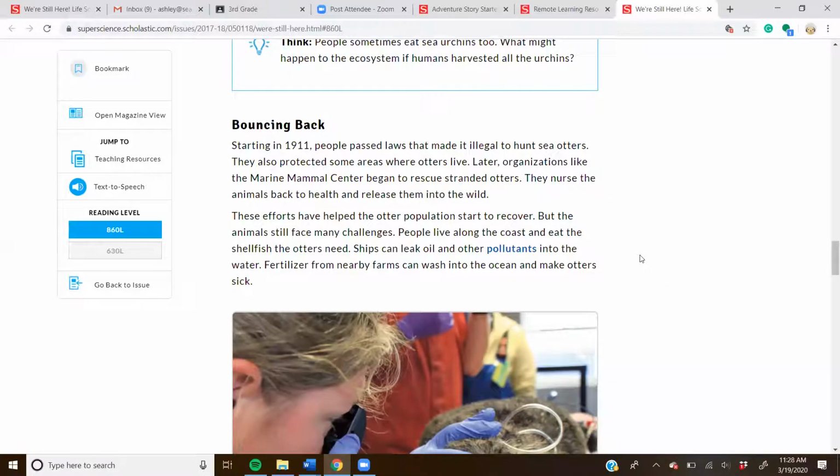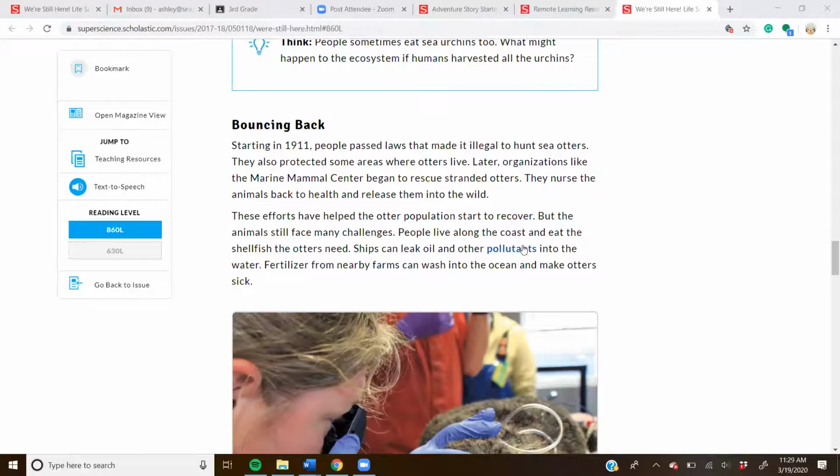Otters have helped the otter populations start to recover, but the animals still face many challenges. People live along the coast and eat the shellfish that the otters need. Ships can leak oil and other pollutants into the water. Fertilizer from nearby farms can wash into the ocean and make otters sick.